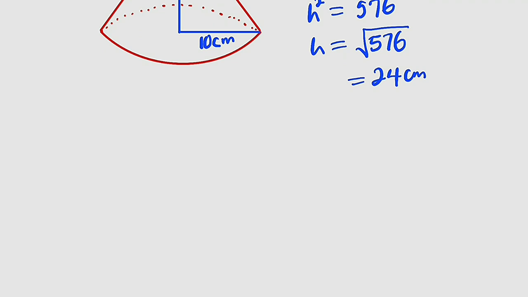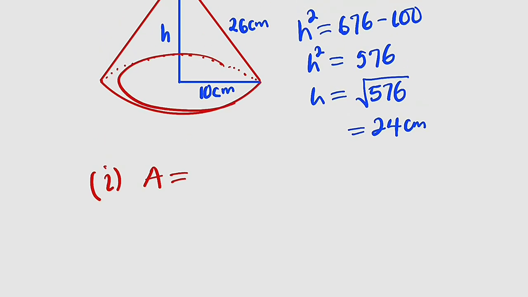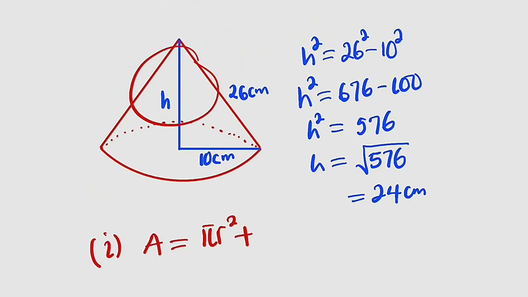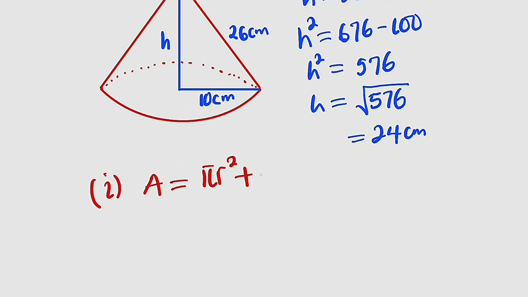So let's start by finding the first one, which is the total surface area. Total surface area comprises two parts. The bottom, which is a circle, that is pi r squared, plus the curved surface, which is pi r l. You can see that we have pi r in common, so we can simplify the formula. Pi r outside, inside we have r plus l.